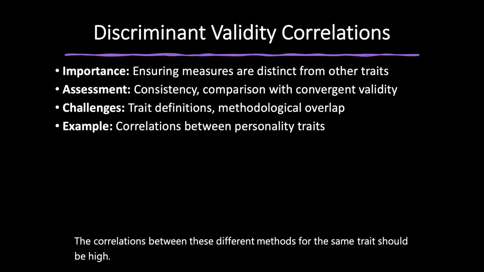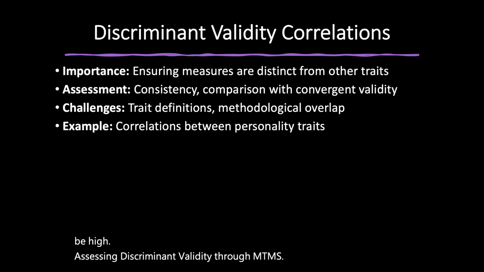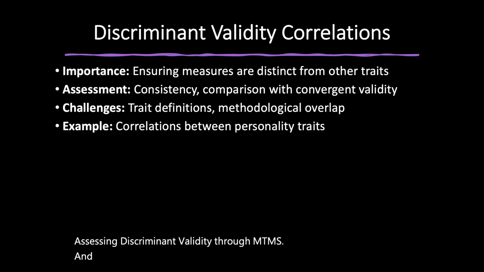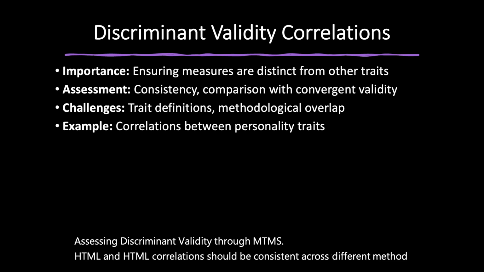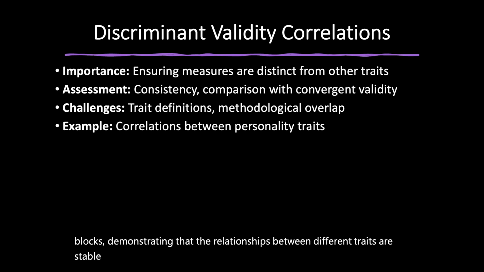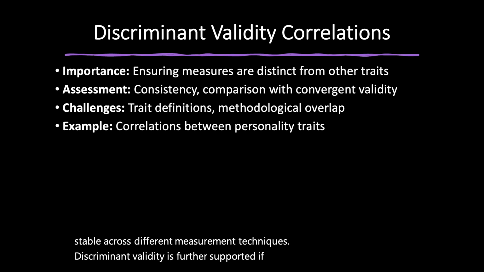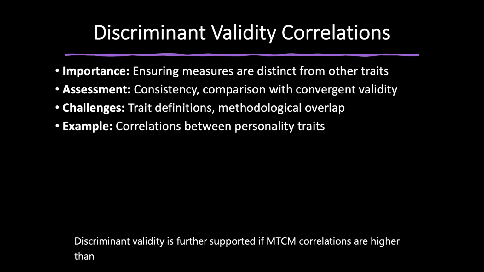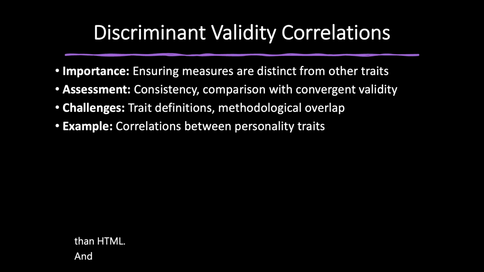Assessing discriminant validity through MTMM. HTMM and HTHM correlations should be consistent across different method blocks, demonstrating that the relationships between different traits are stable across different measurement techniques. Discriminant validity is further supported if MTHM correlations are higher than HTMM and HTHM correlations.